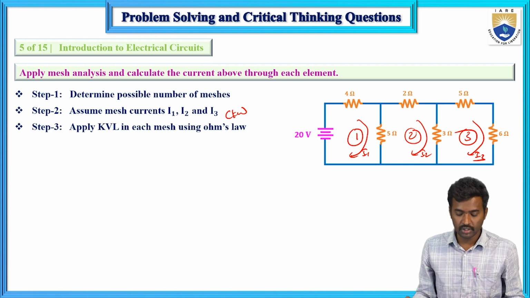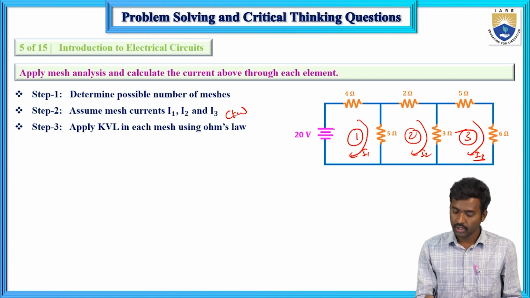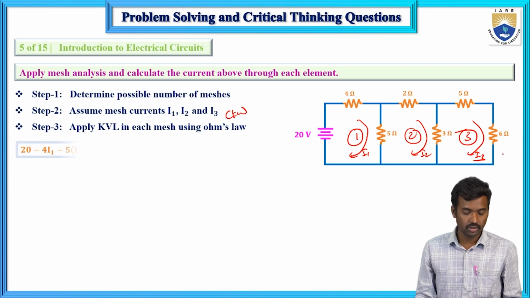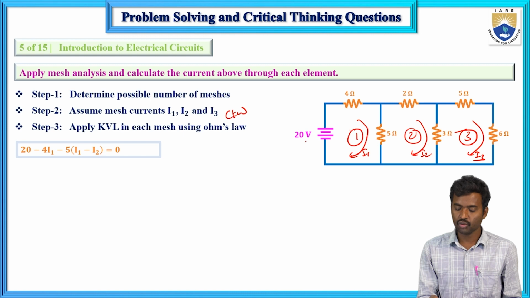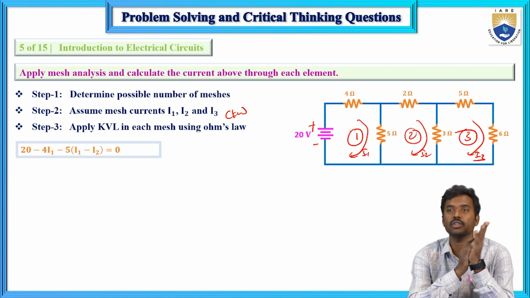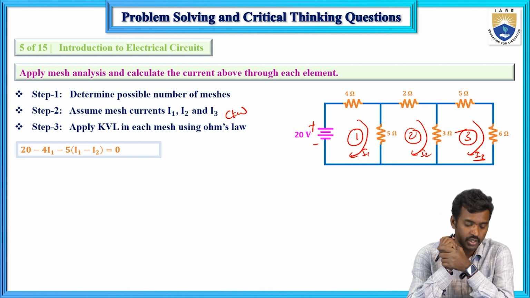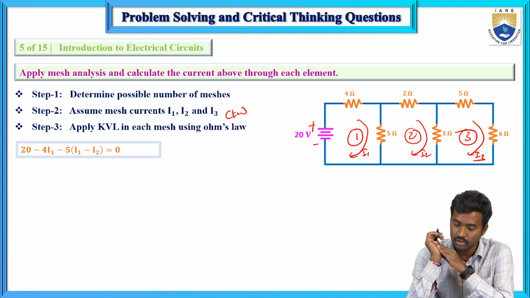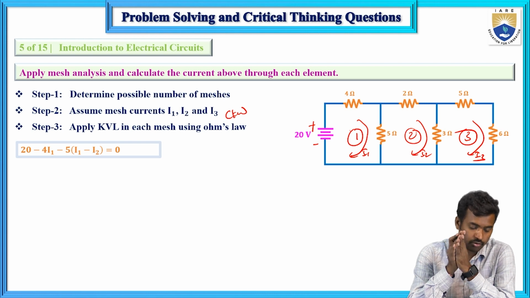After that, apply KVL in each mesh using Ohm's law. So here, using I1, I2, and I3, apply Kirchhoff's voltage law in mesh 1, mesh 2, and mesh 3. First, for mesh 1, write the KVL equation. 20 is the rising voltage EMF, so it is plus, and these 4 and 5 are resistors, so there may be voltage drops. For voltage drops, always take a negative sign, and for rising voltages, voltage sources, always take positive signs. Here 20 is always a positive sign. Current is flowing from minus to plus. Okay, fine.